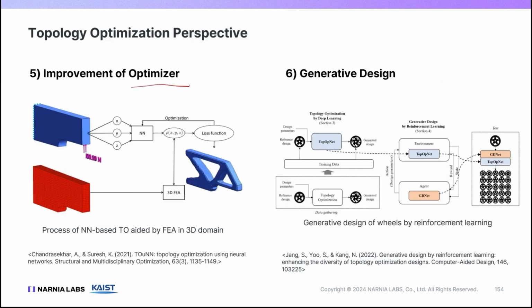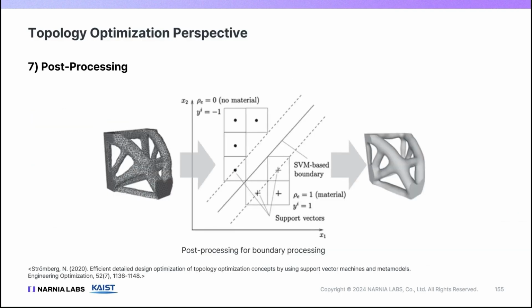And there are ways to further improve the optimizer. Instead of gradient-based methods, we used optimization, but this is a method where if we input a specific coordinate, the model learns to predict the most optimized density value for that coordinate. Next, this can be applied to generative design. It's not just about finding the optimal design, but by combining topology optimization and deep learning, we can find a variety of design solutions. Lastly, it can be used for post-processing.